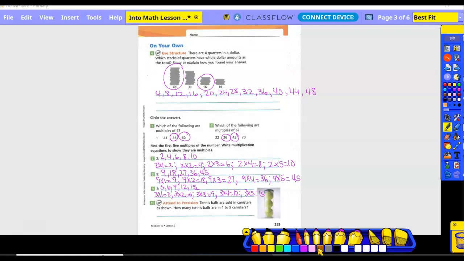Number 10, attention precision. Tennis balls are sold in containers as shown. How many tennis balls are in 1 to 5 containers? So how many are in that container? 3. So we need to start with what? 3 is our multiples, right? So 3, what's next? 6, 9, 12, 15. Is that 5 containers or canisters? Yeah. And what's my label? Tennis balls.